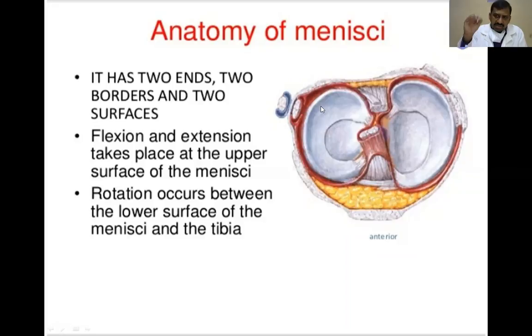Suppose you are flexing the knee joint; it occurs at the superior surface of the menisci, that is, the menisco-femoral compartment of the knee joint. And if there is rotation of the joint, the rotation occurs between the lower surface of the menisci and the tibia.